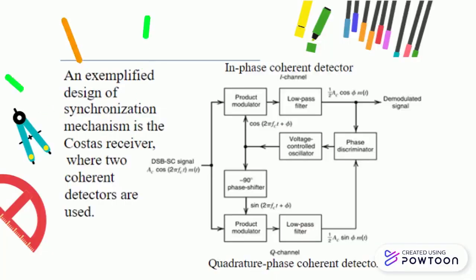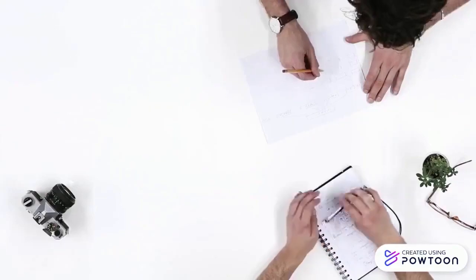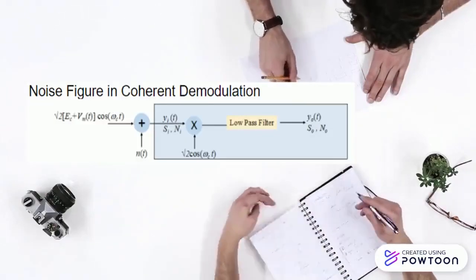Next, we go with the circuit of noise figure in coherent demodulation, where its final result is filtered out by a low-pass filter. Noise figure in coherent demodulation.